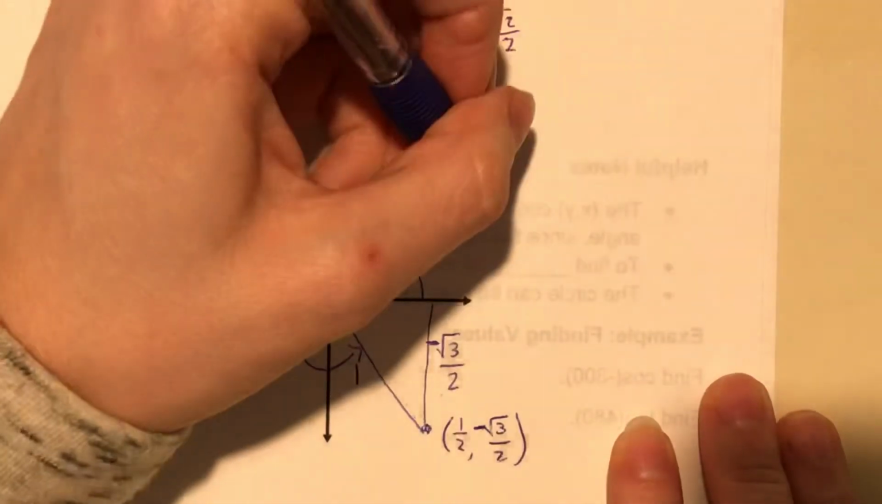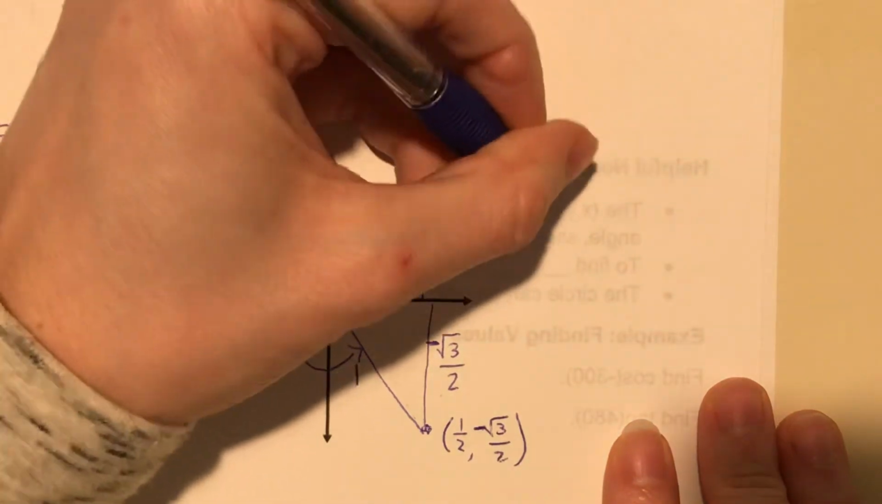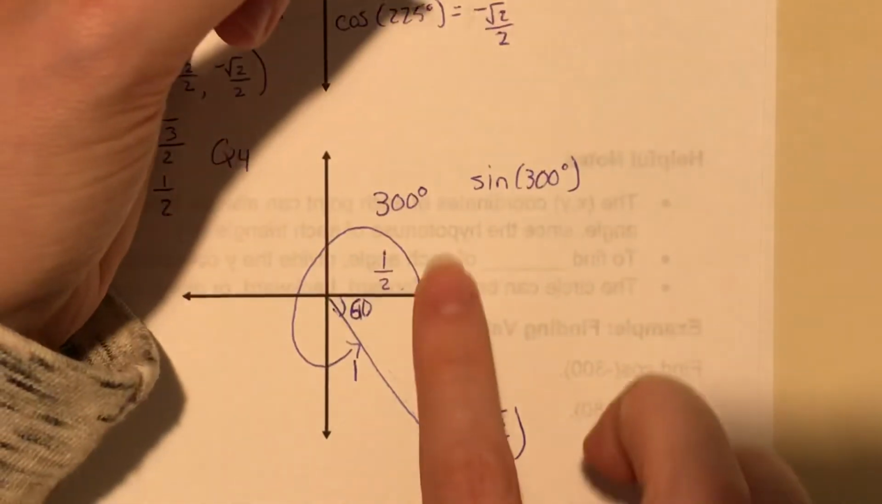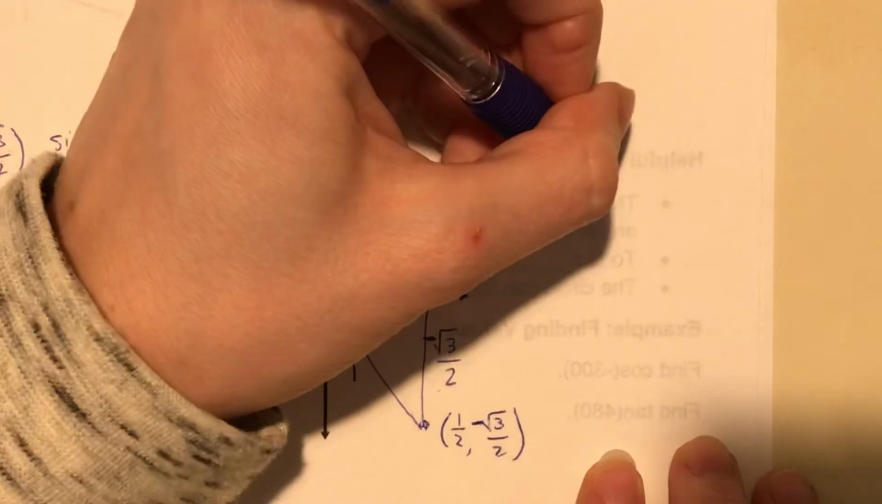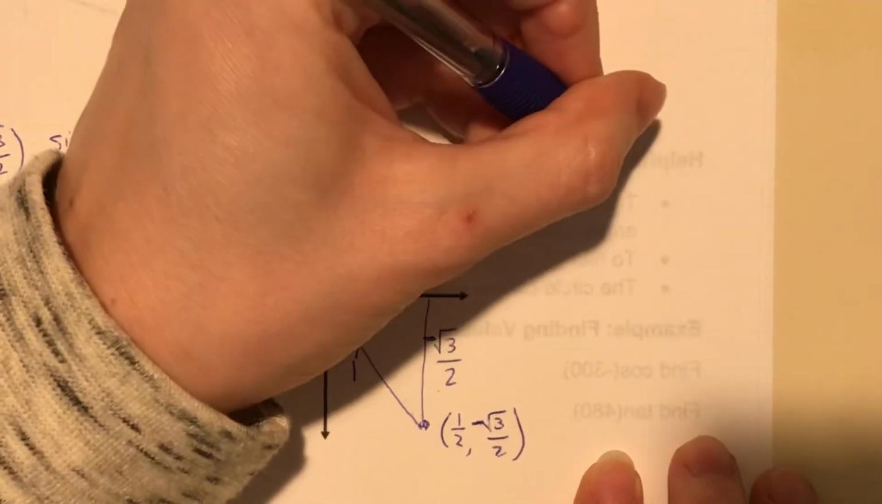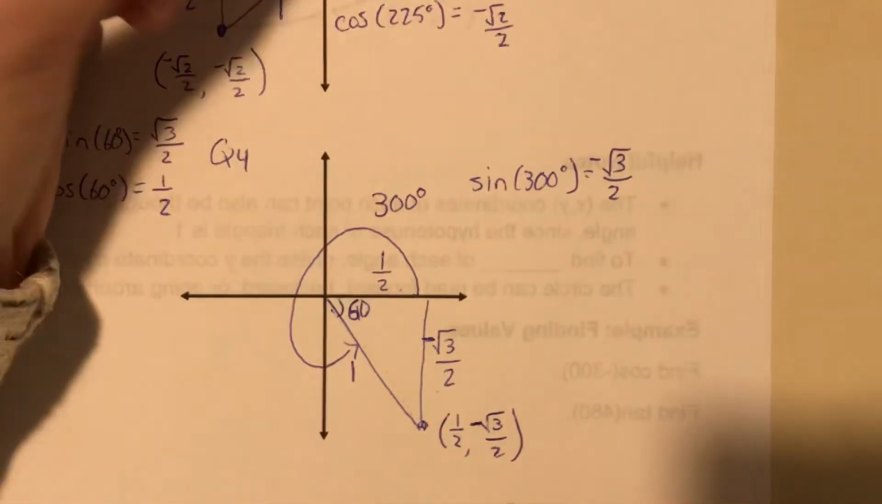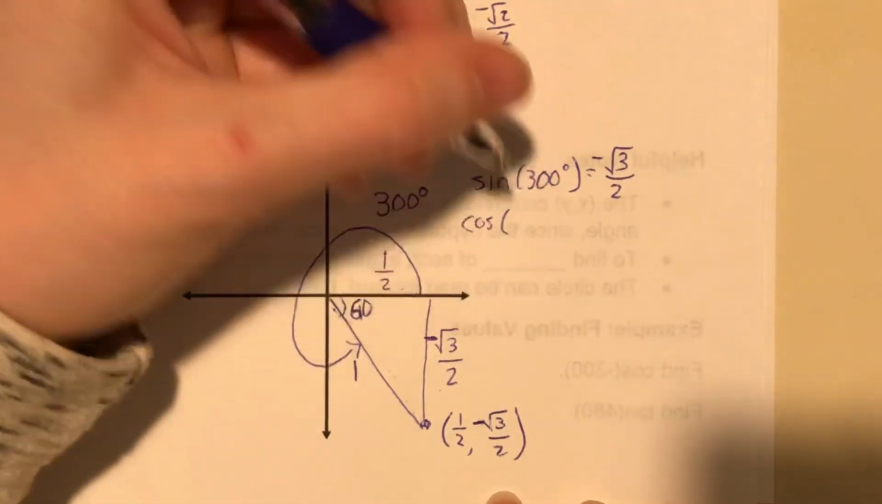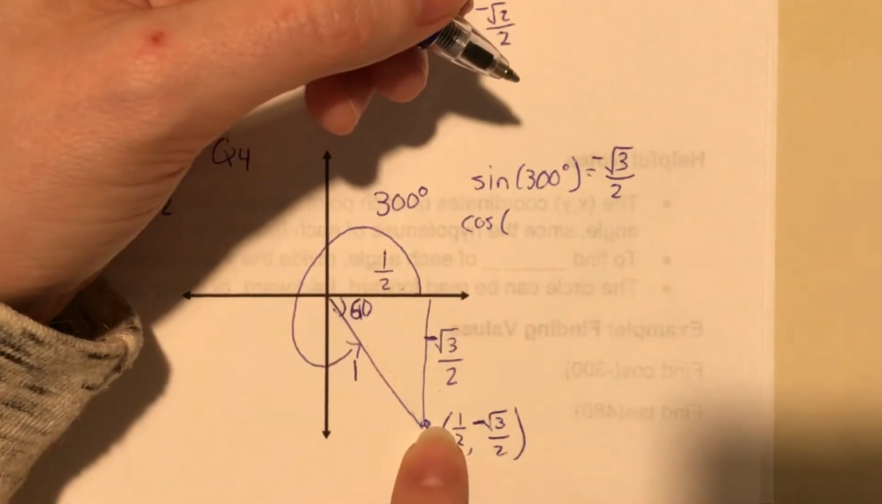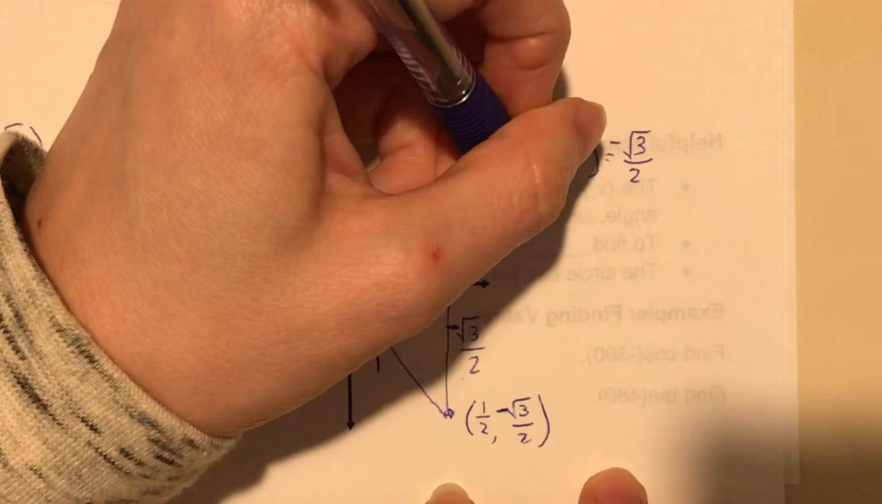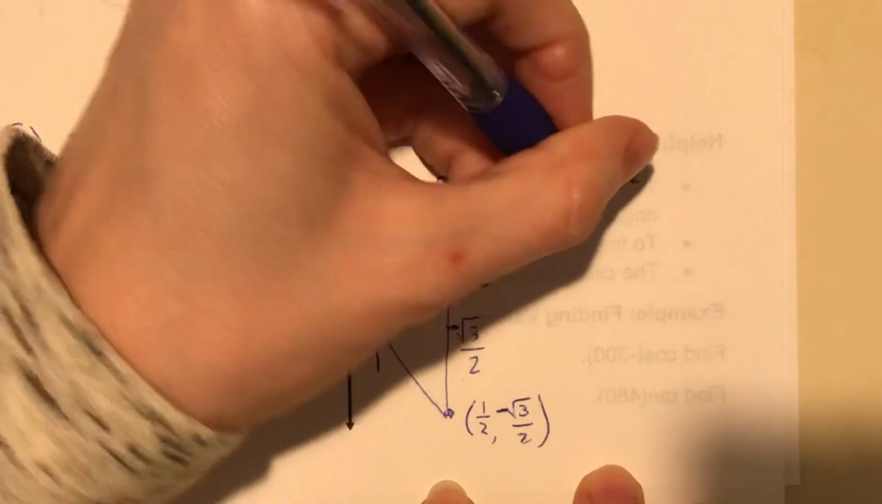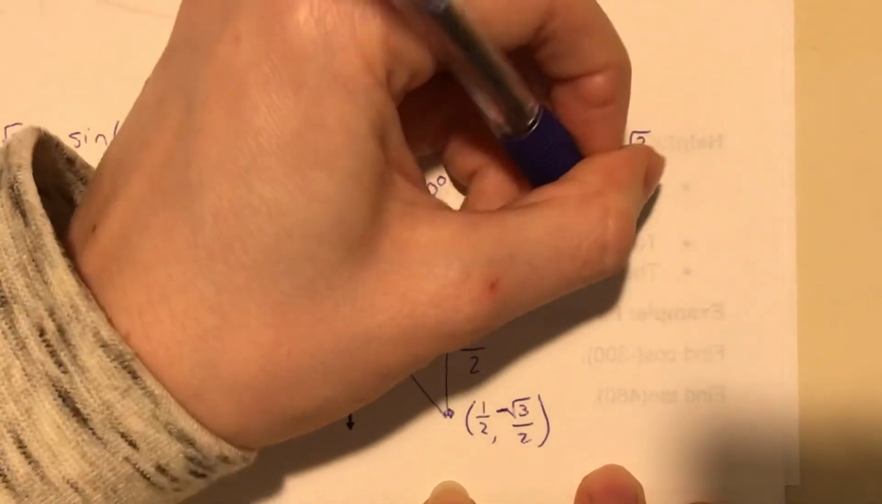So if we say what is the sine of 300 degrees, we're going to use opposite over hypotenuse. So that's going to be negative square root of 3 over 2. What is the cosine of 300 degrees? That's going to be adjacent over the hypotenuse, so 1/2 over 1. So the cosine of 300 degrees is 1/2.